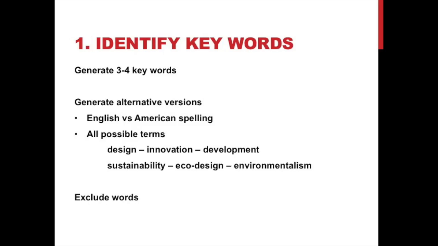Usually, you identify about 3 to 4 keywords, and then you start generating alternative versions of these keywords. Check for English and American spelling, as they might come up with different types of literature written in either Europe or in America. You can use all possible terms to search for literature. For example, if you think about design, you can think of alternative words like innovation and development.